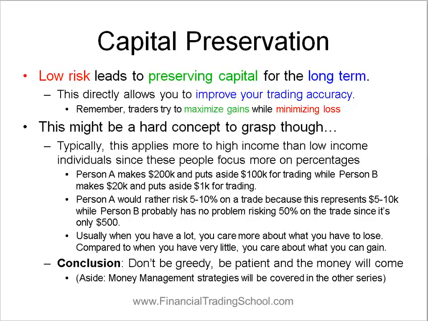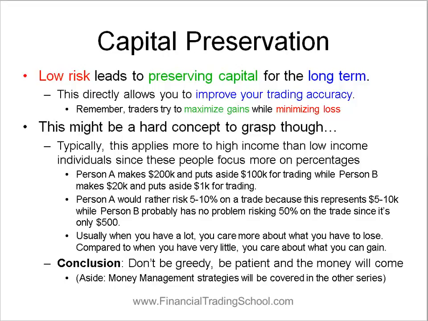The reason why the ratio of how much they put away for trading is different is because you only need a certain amount of money to survive each year. So let's say $15,000 in this economy, that's the standard of living. So person B puts aside 1,000, which represents 5% of their income, while person A puts aside 100,000, which represents 50% of their income. So here's where the difference lies.